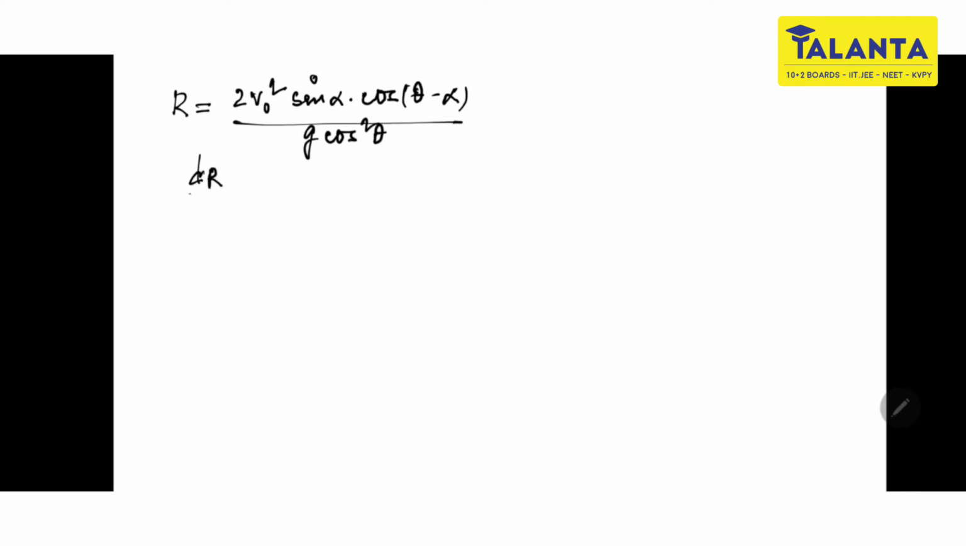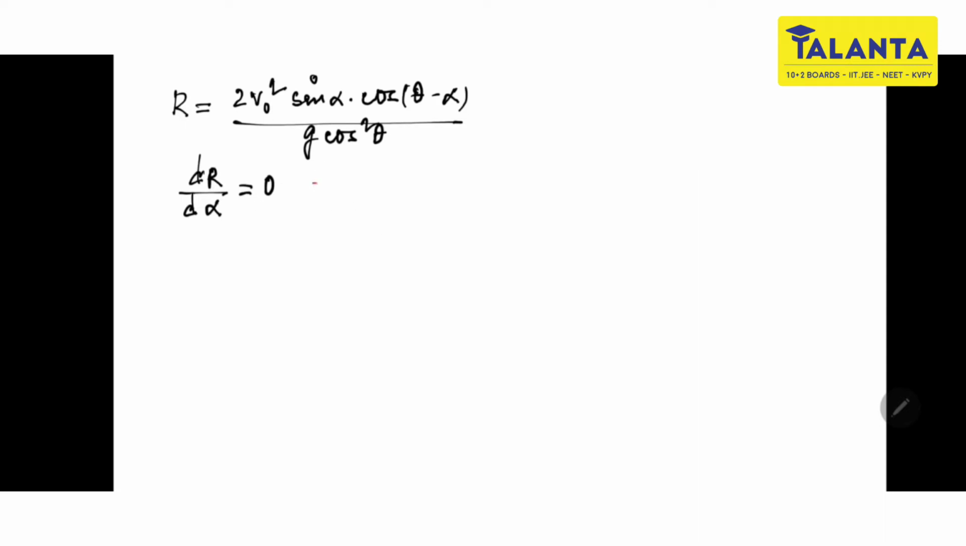Now, condition for the maximum range. We get the value of range as 2v0 square sin alpha into cos of theta minus alpha by g cos square theta. For the maximum range, dR by d alpha must be equal to 0.